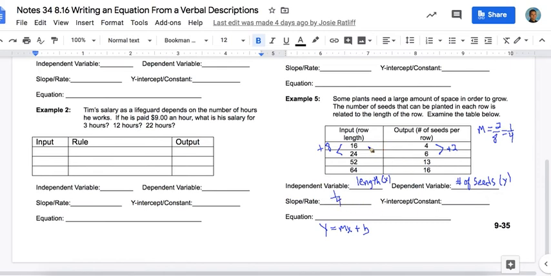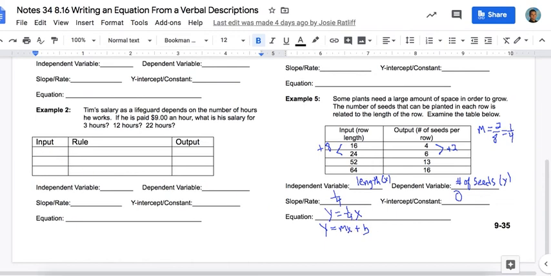And let's see here. Look, is a fourth of 16 4? Yes. Is a fourth of 24 6? Yes. Is a fourth of 52 13? And is a fourth of 64 16? Yes. So that means the constant is going to be 0 because this is a proportional relationship. It's a multiplication pattern. We're multiplying by 1/4. So the equation is going to be y equals 1/4 x.